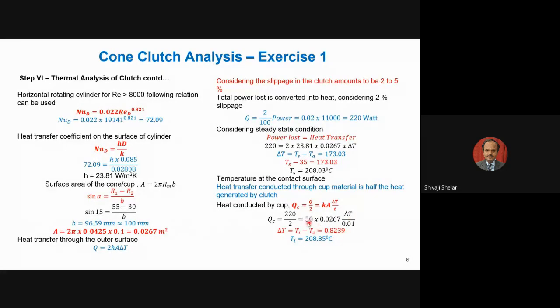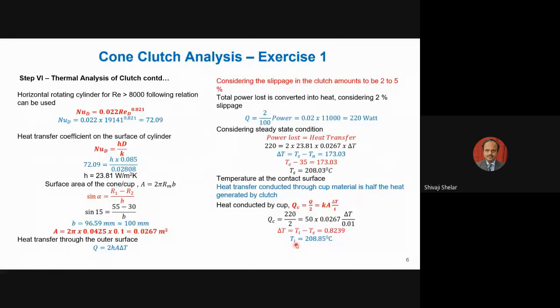Since the cone material and drum material are highly conducting materials, delta T here is minimum. It is just approximately 1 degree Celsius. So we get Ti minus Ts, where Ts is evaluated here, that is 208.